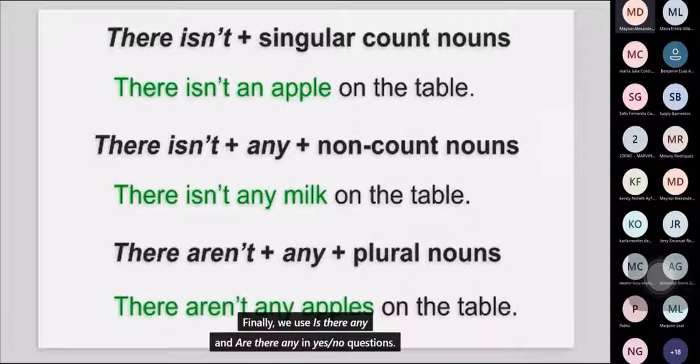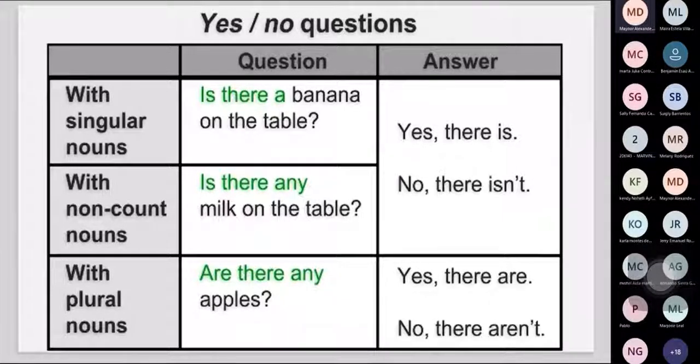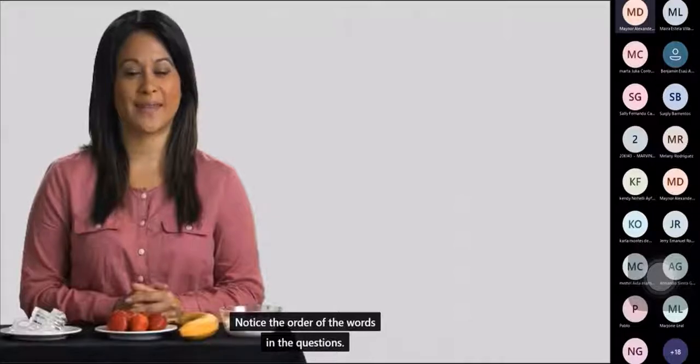Finally, we use is there any and are there any in yes-no questions. For example, is there a banana on the table? Yes, there is. No, there isn't. Is there any milk on the table? Yes, there is. No, there isn't. Are there any apples? Yes, there are. No, there aren't.